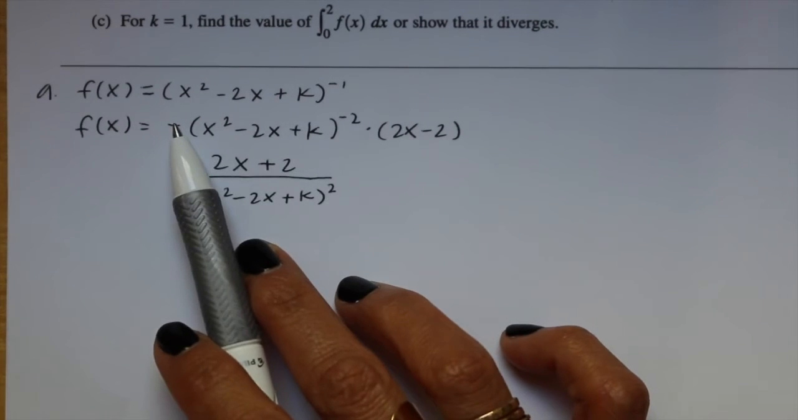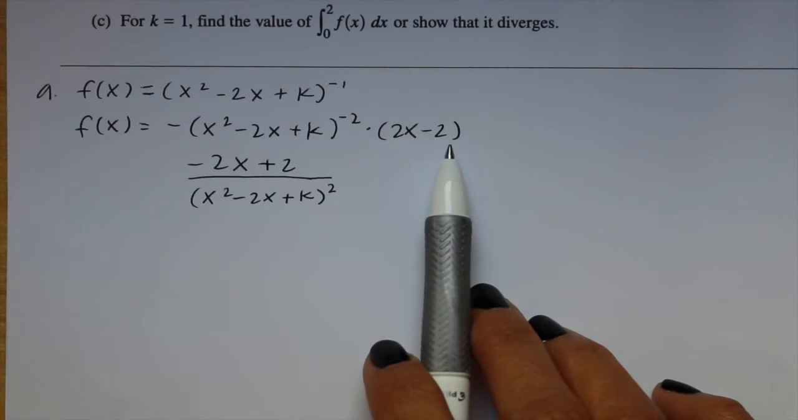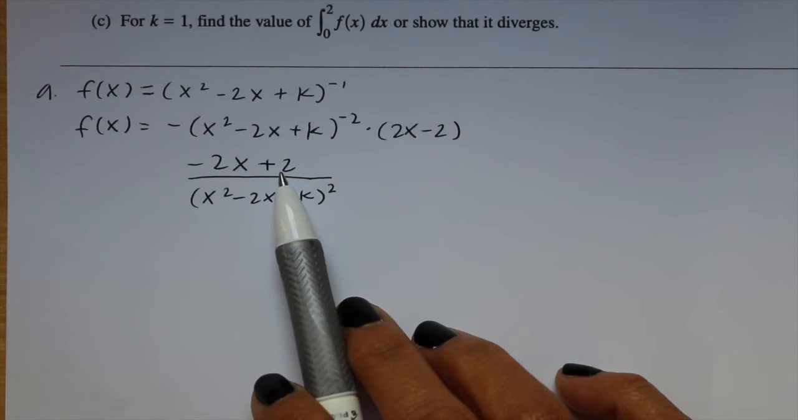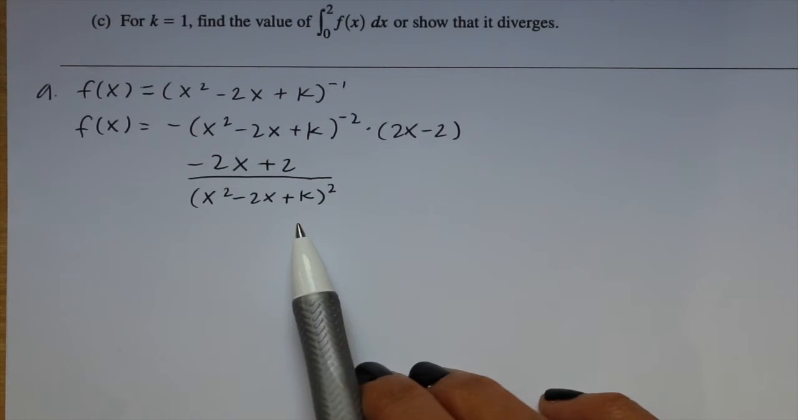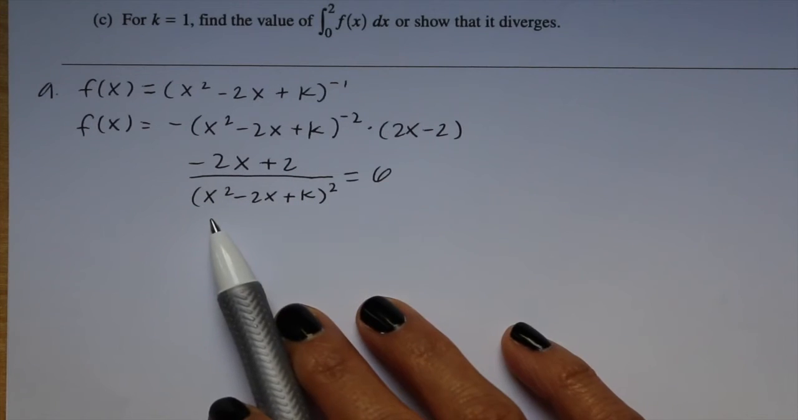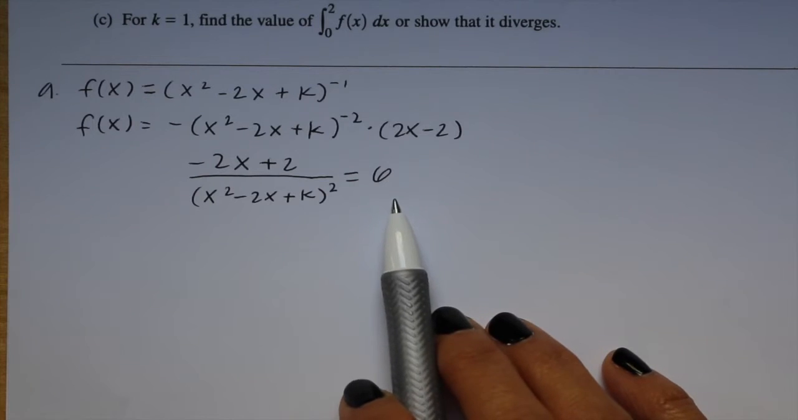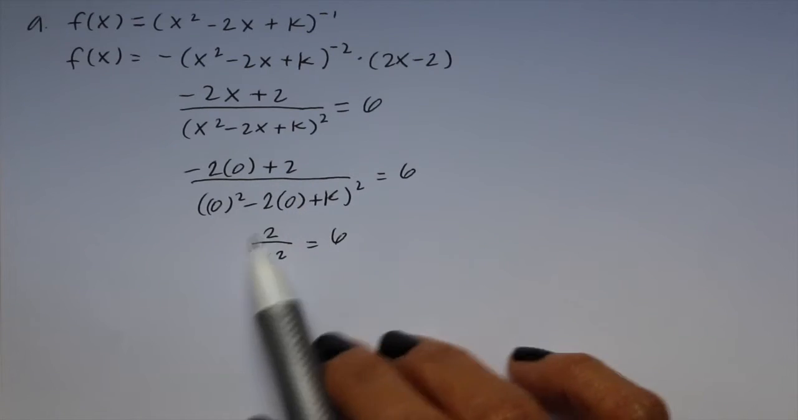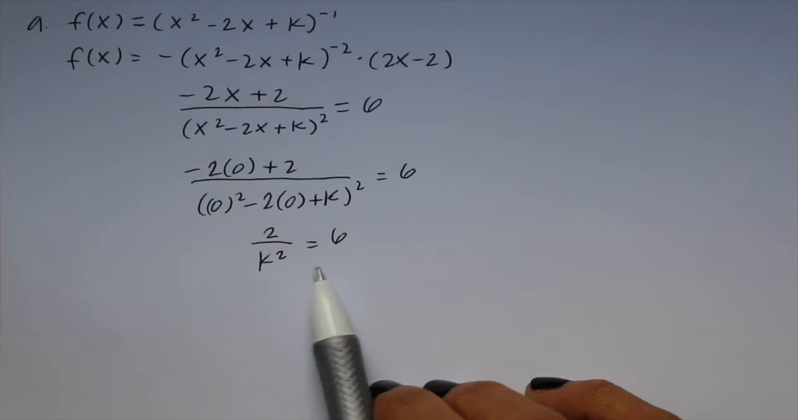At this point I took this negative, distributed it to the 2x minus 2 to get negative 2x plus 2, and moved this expression to the bottom. So this is the slope of the tangent line. We set it equal to 6, so you plug in 0 for x, and when you simplify, you get 2 over k squared equals 6.